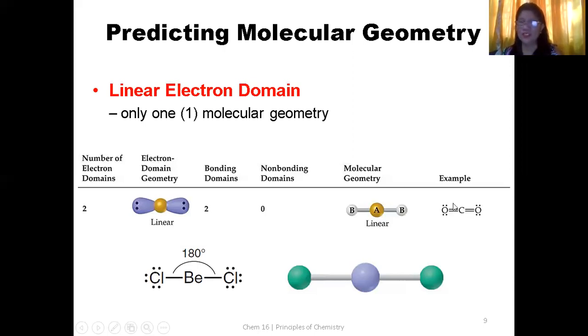So for oxygen, that is 8. Oxygen on the left, 8. Oxygen on the right, 8. For carbon, 8. Okay. So how many electron domains? There will only be 2. That is 1, 2. Nothing on top. So that is in a form of linear. So an example of a linear is beryllium dichloride, carbon dioxide, and we'll have more examples of this.